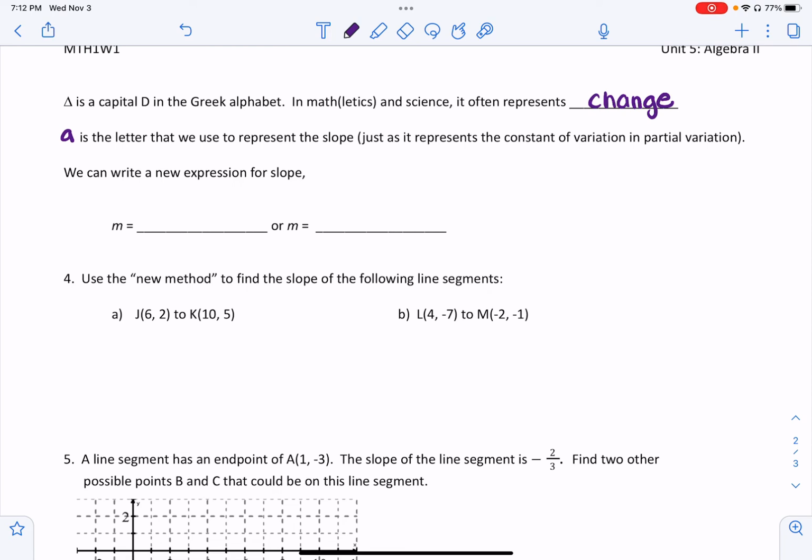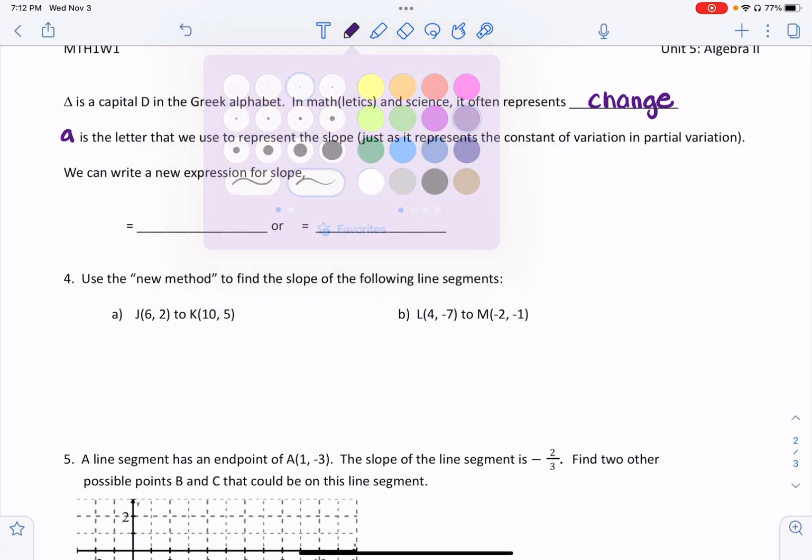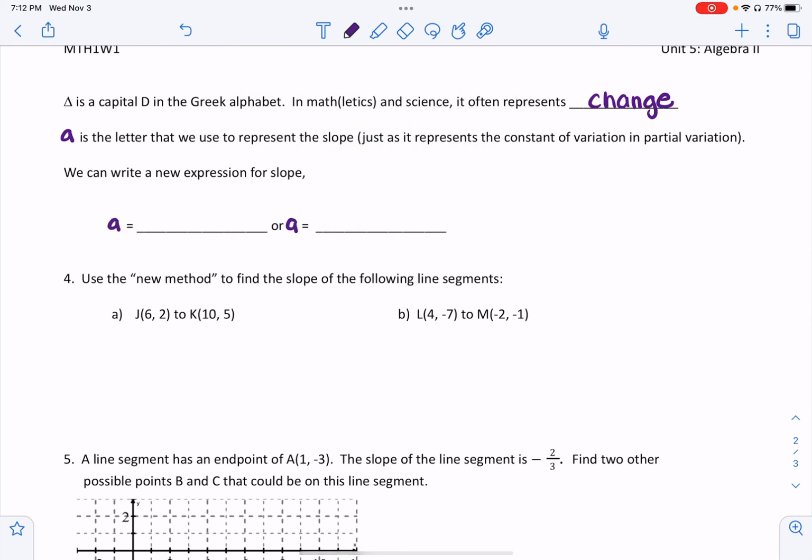So because of this, we can write a new expression for slope. So don't mind me just switching these to A's. They're already A's on your page, but it should say A, not M. So sorry about that. So when we write our other equation for slope, we want to look at the change in y, which is the same as our rise, right? How much did it change going up and down, divided by the change in our x. How much did it change left to right?